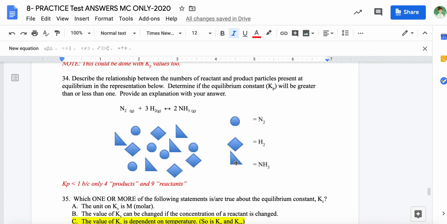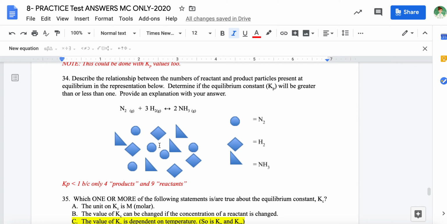All right, 34 is just a little kind of like a particle representation. It was a way for us to try to have you think about what would be the equilibrium, determine if the equilibrium constant will be greater than or less than 1. So you really just have to consider your products and your reactants. So we have our product here, which is NH3, which is our triangle. So we're going to have 1, 2, 3, 4 products. That 4 is going to be squared because of our 2 here.